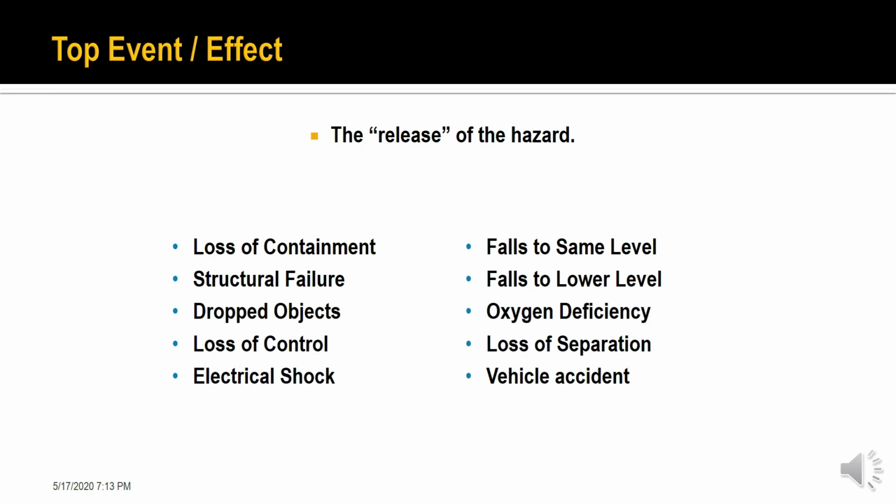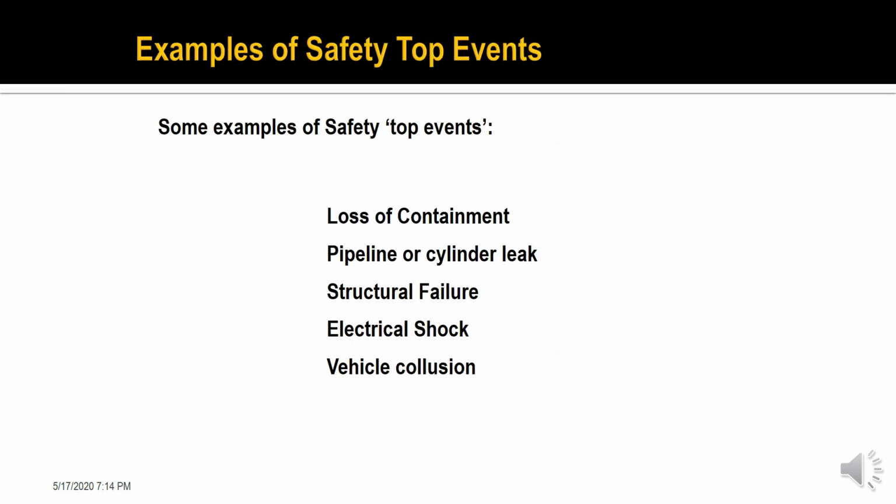Oxygen deficiency. You're supposed to have enough oxygen to breathe, but you're walking into an environment where there's no oxygen. Then loss of separation. You have a water tank with a very well controlled valve, so you separate the water from the outside environment through a valve. The valve breaks. Loss of separation. Then diesel contamination issue. Diesel is supposed to stay within the pipelines, but the separation failed and it started to leak out. Vehicle accidents, you all have heard many more. Some examples of top events: loss of containment, pipeline or cylinder leakage, structural failure, electrical shock, vehicle collision. All these things are events.